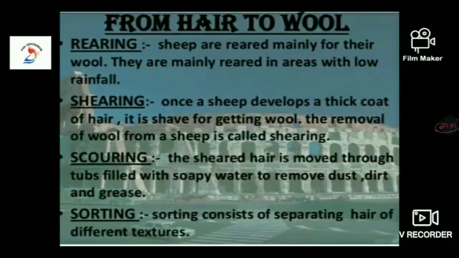Shearing. Once a sheep develops a thick coat of hair, it is shaved for getting wool. The removal of wool from a sheep is called shearing. We use this shearing method manually, or we use some machines like the shearer or the bioclip method in order to undergo shearing. Scouring. The sheared hair is moved through tubs filled with soapy water to remove dust, dirt and grease. This is called scouring.